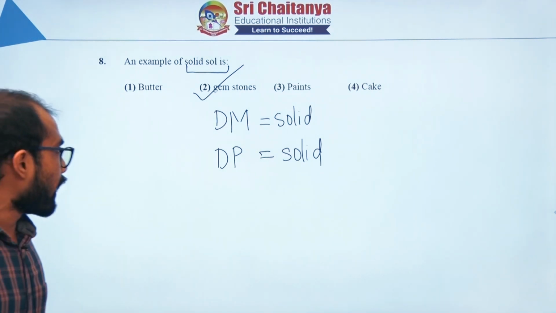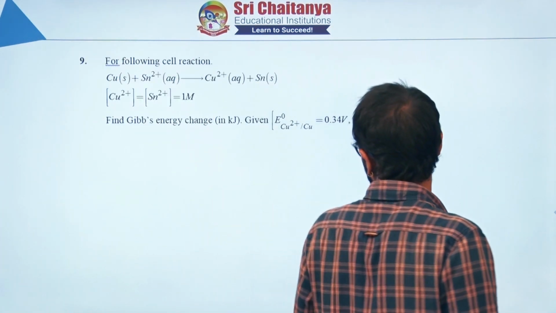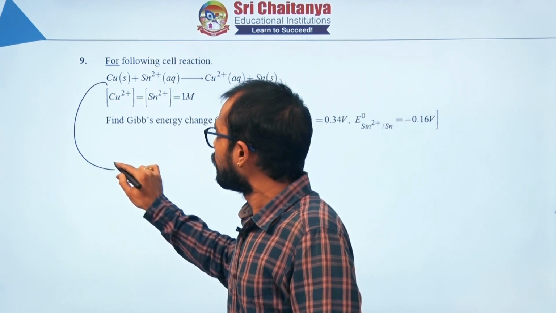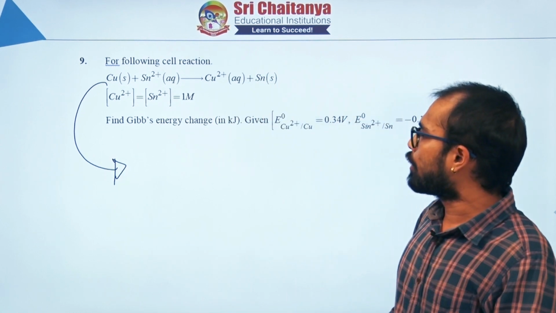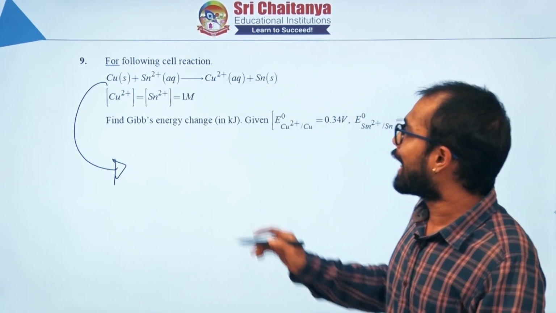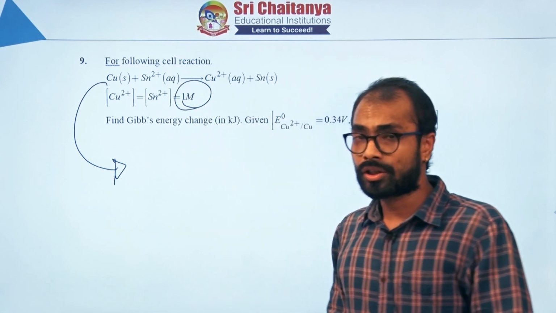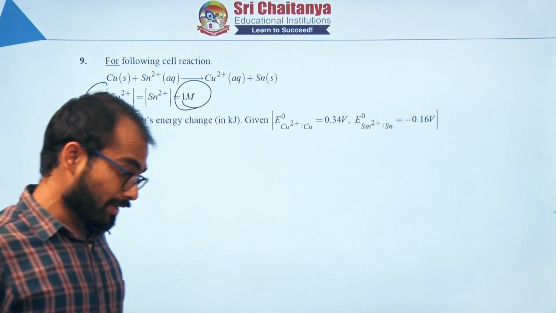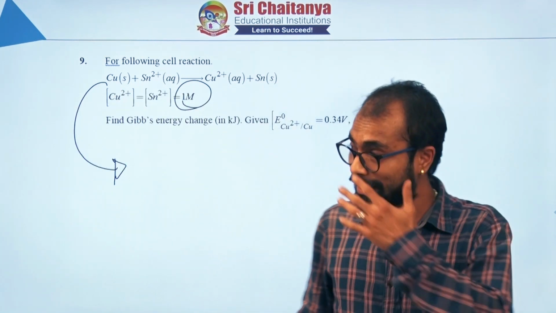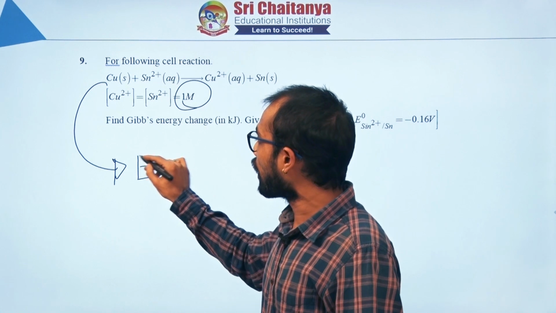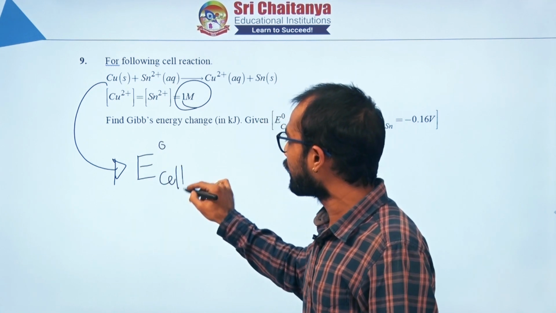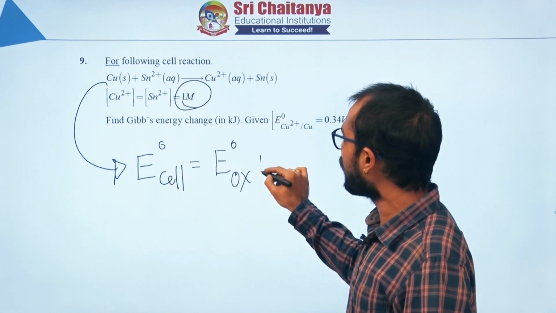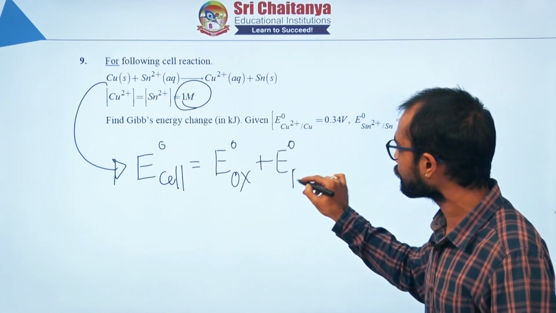And next question please. Now this next question is from electrochemistry, right? So if you see through this equation, which is a redox reaction, and then we have the concentrations 1 molar. So what does it make it? It makes it the standard condition. So it makes things easier for us, right? We can simply write down the E naught cell because it is given in the standard format, and this E naught cell will be simply equal to E naught oxidation plus E naught reduction.